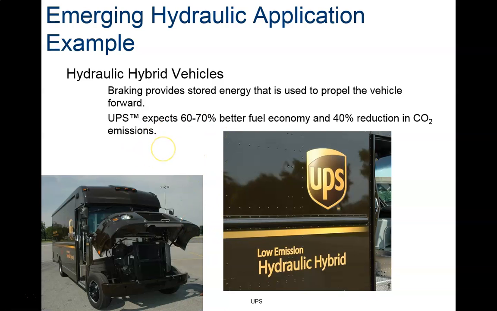So this is 60 to 70% better fuel economy on a car that makes a lot of stops and starts, like a UPS vehicle. 40% reduction in CO2. I don't know why it wouldn't be 60 to 70% reduction in CO2 either, but whatever.